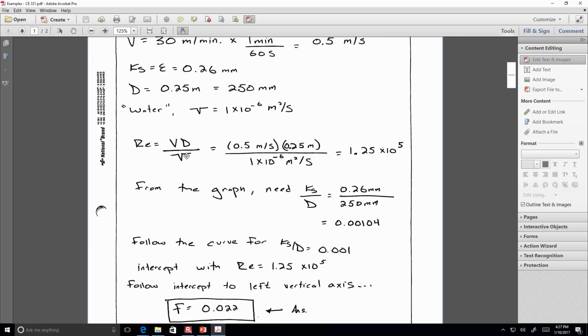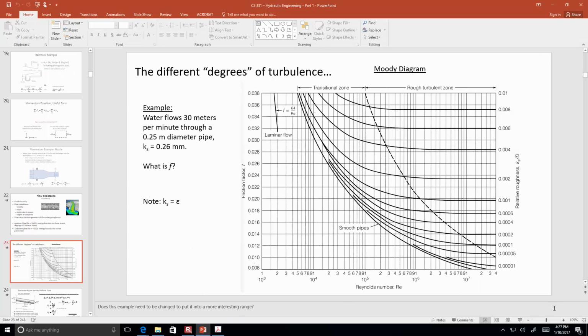So what we basically did is just found the intercept of the curve and the Reynolds number line and followed it to the left axis for 0.022. All right.